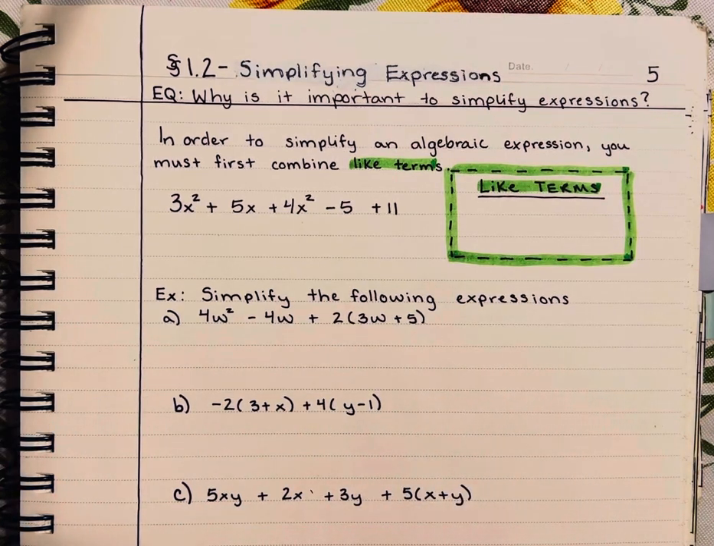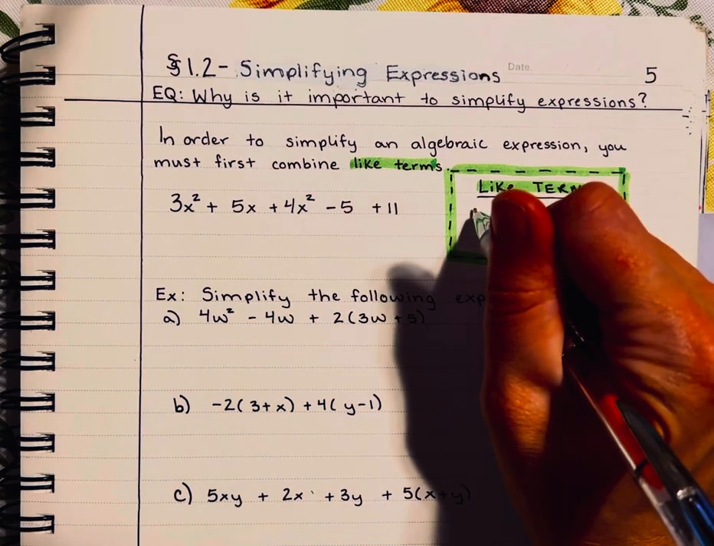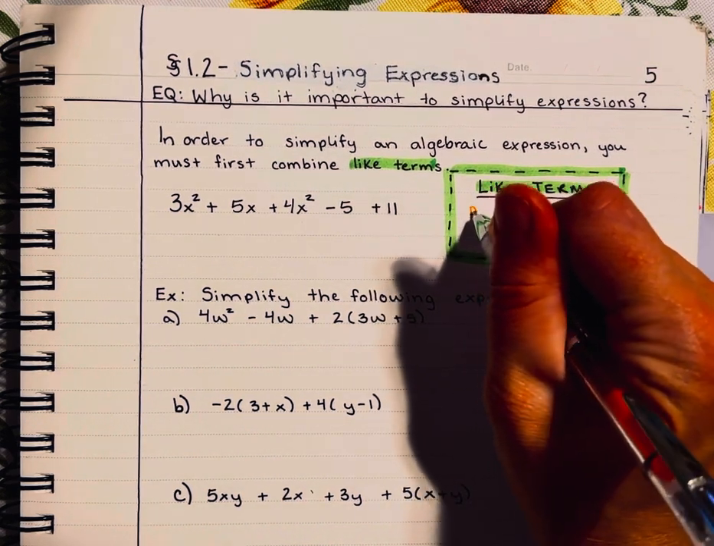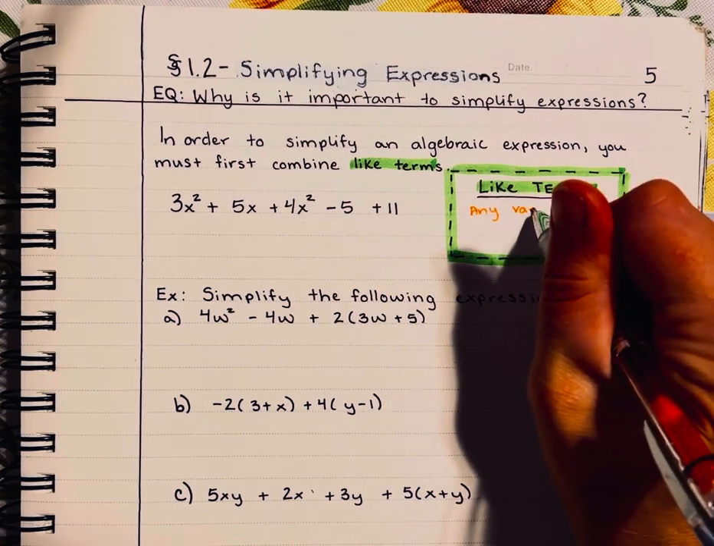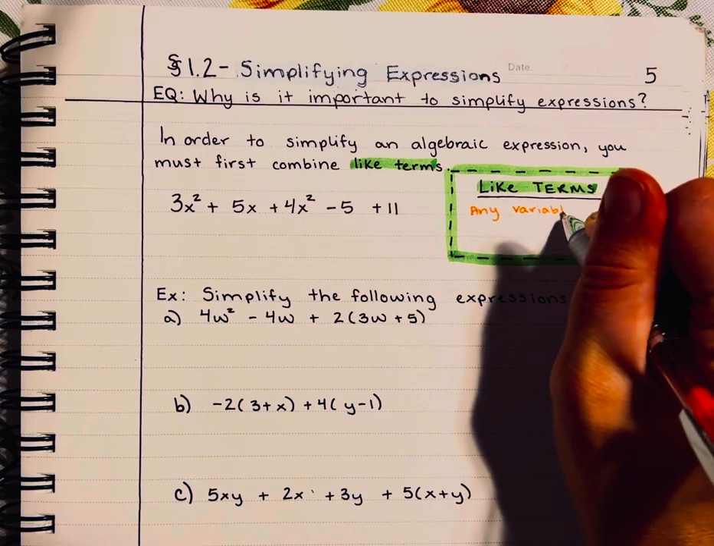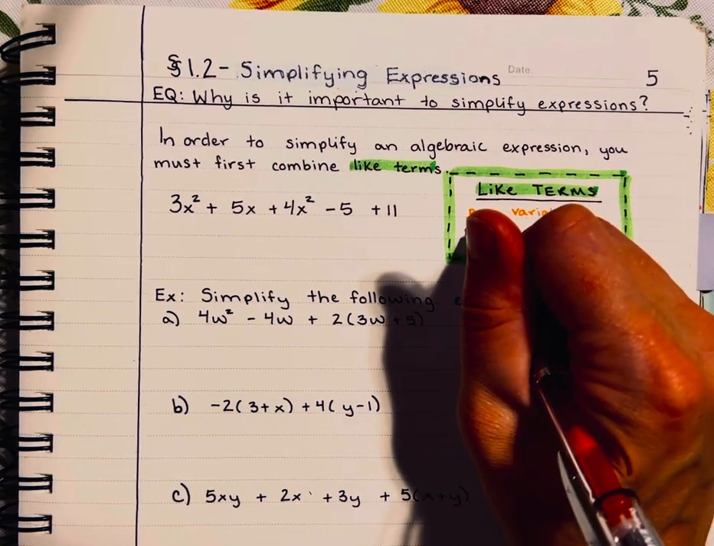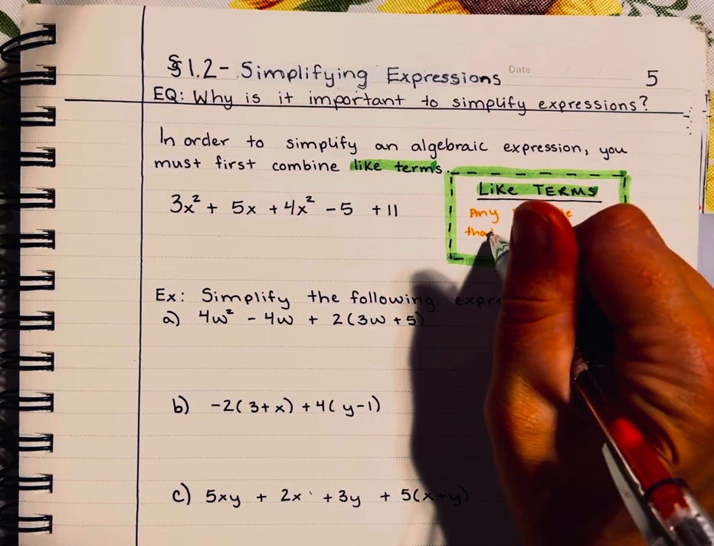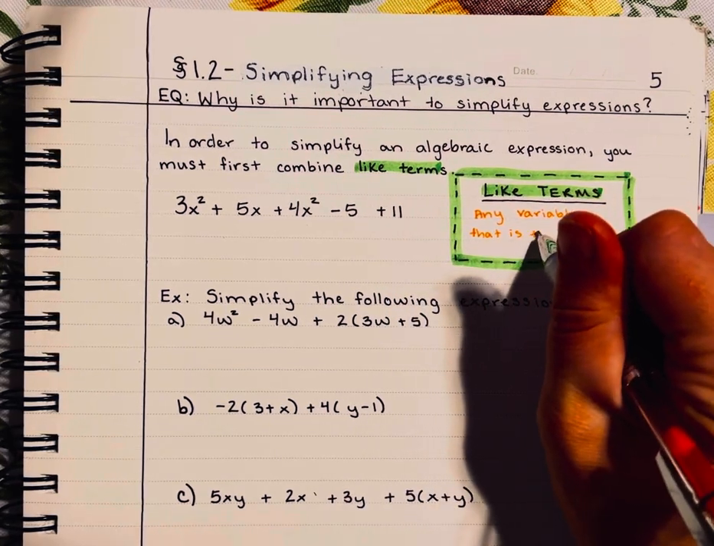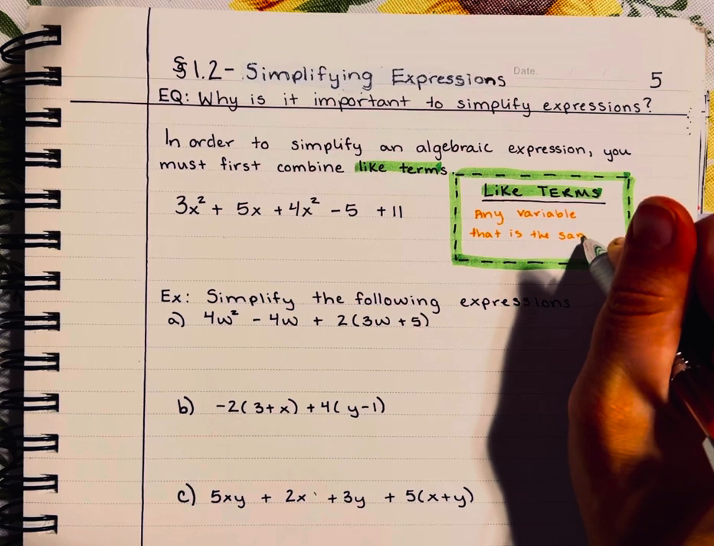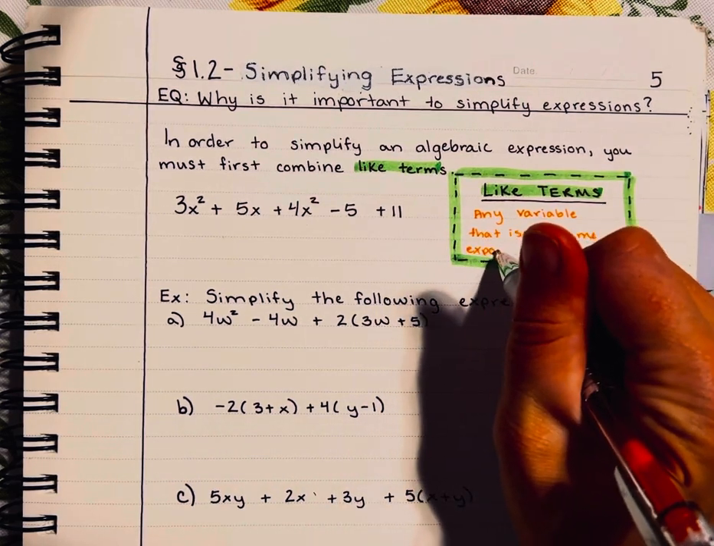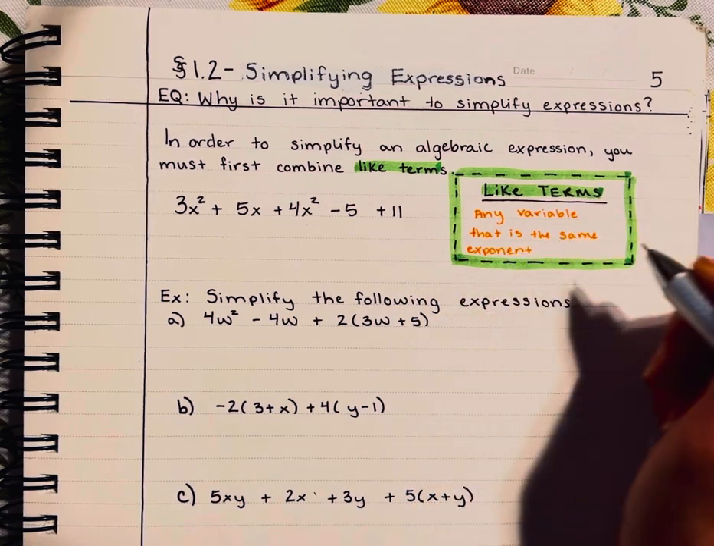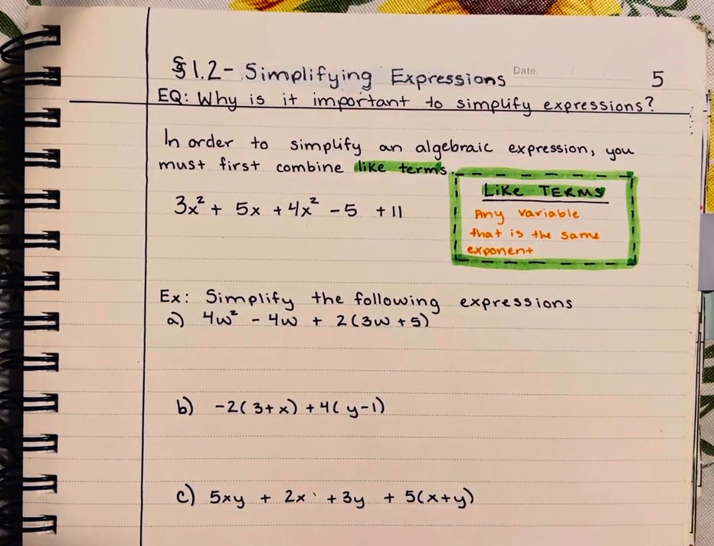So let's define what a like term is. A like term is any, let's say, variable that is the same exponent. So any variable that is the same exponent.